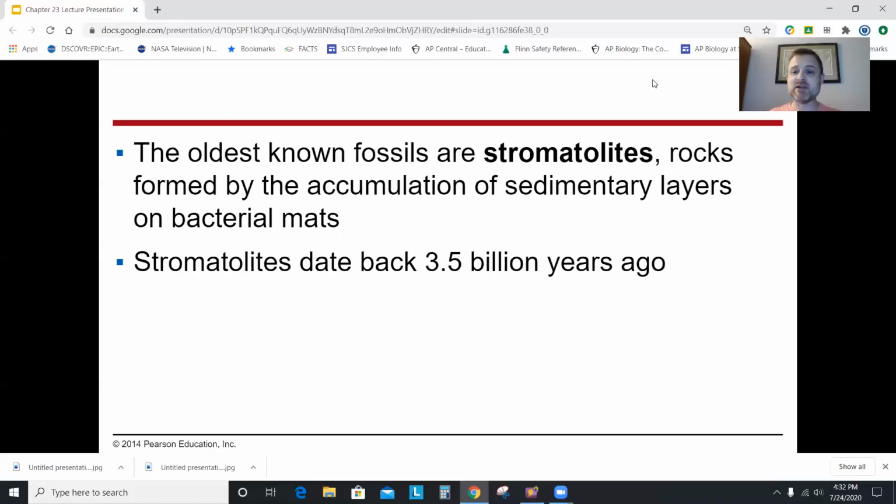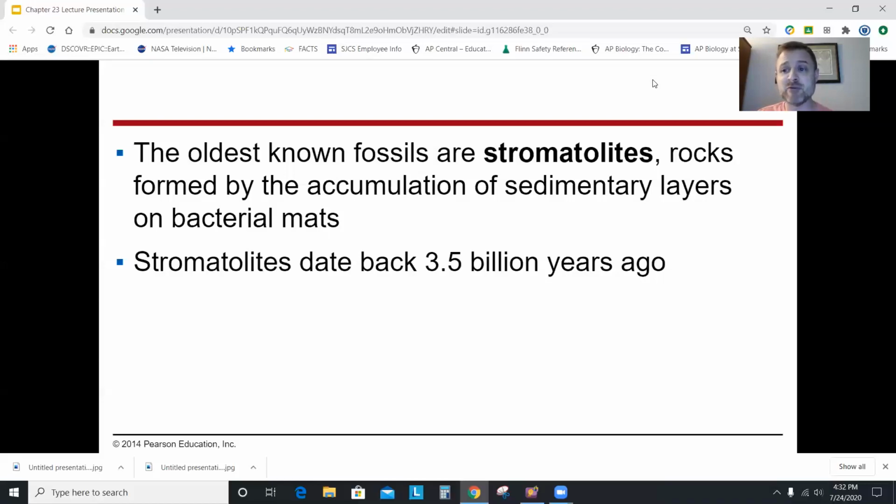I mentioned this just a minute ago. The oldest known fossils are called stromatolites. They're found in sort of shallow waters. They date back to about 3.5 billion years ago. So, the current thinking for a date of the origin of life is about 3.5 billion years ago. Could there have been things living 3.6 billion years ago? Sure. Maybe they didn't fossilize or we just haven't found them yet.